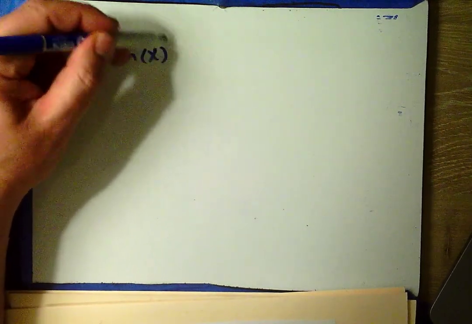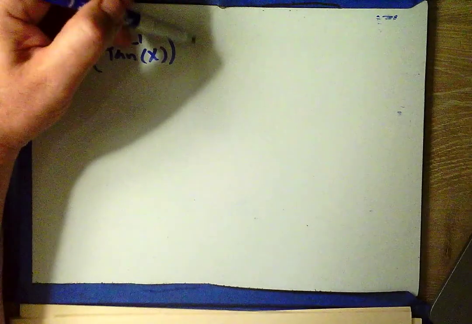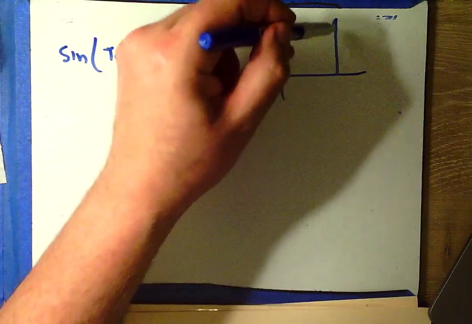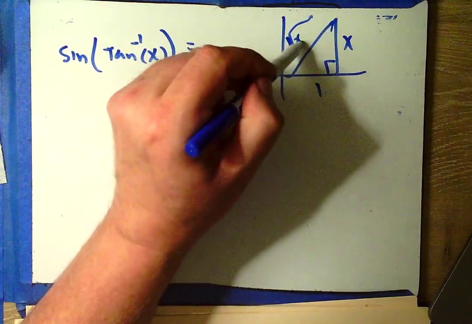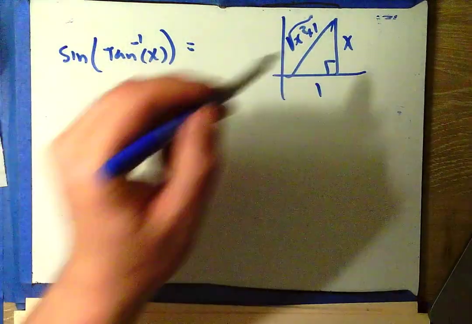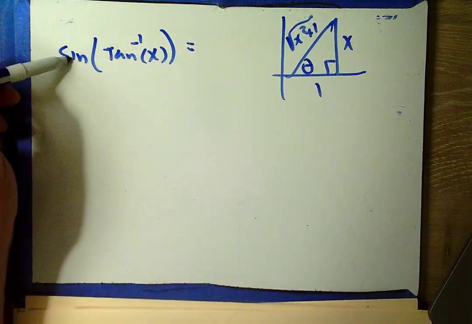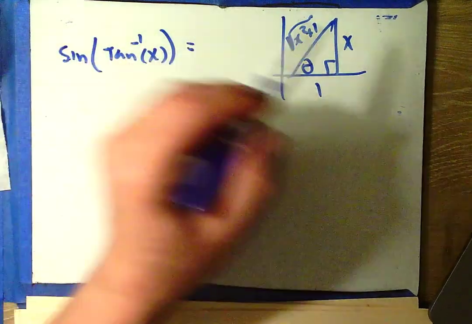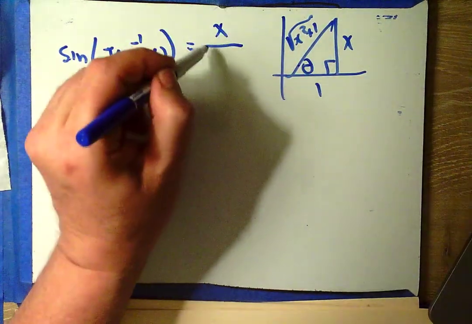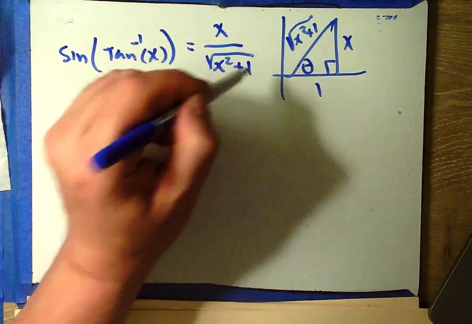So let's take a look at part two here. Part two is more draw triangle problems. Sine of tangent inverse of x. And so I need to draw a triangle where the tangent is x over 1. I use the Pythagorean theorem to get the square root of x squared plus 1 here. There's my theta, and I want to know what's the sine of theta. Well, sine is opposite over hypotenuse, so x over root x squared plus 1.